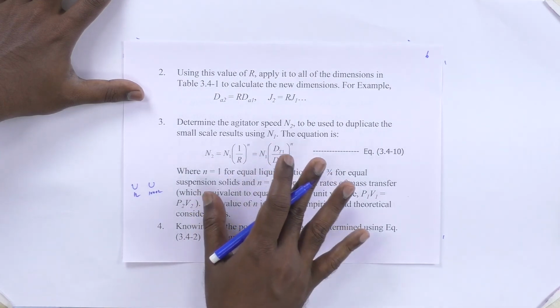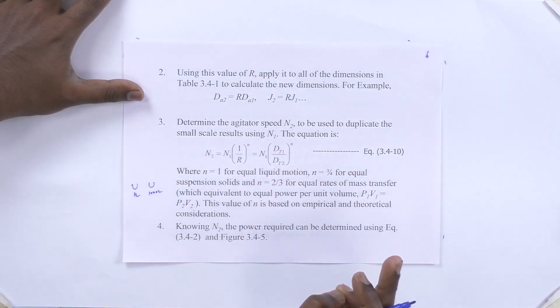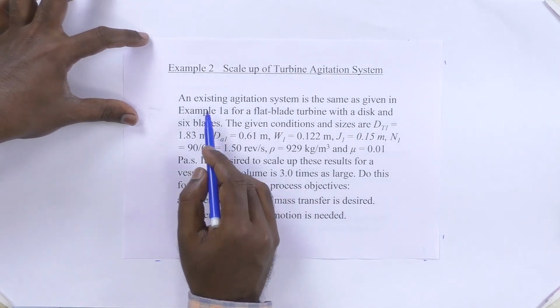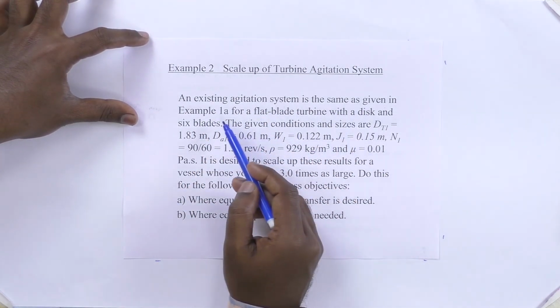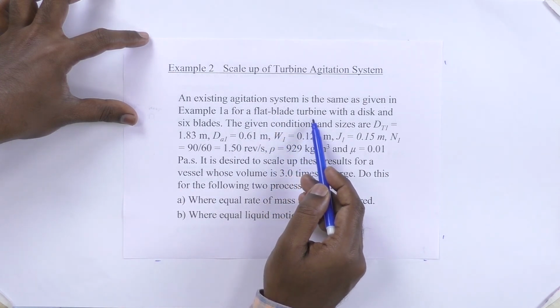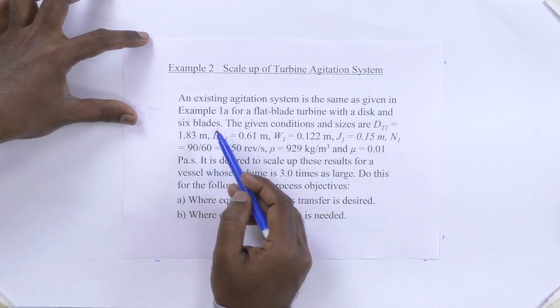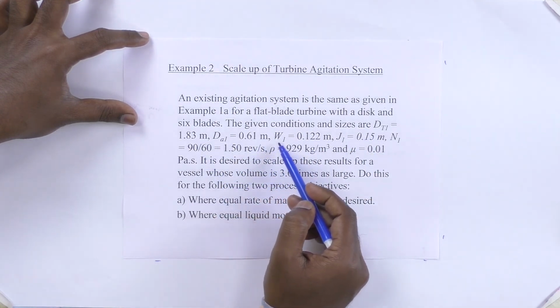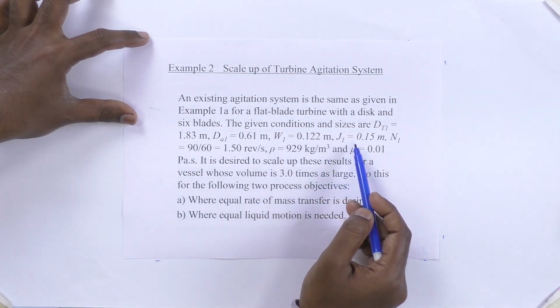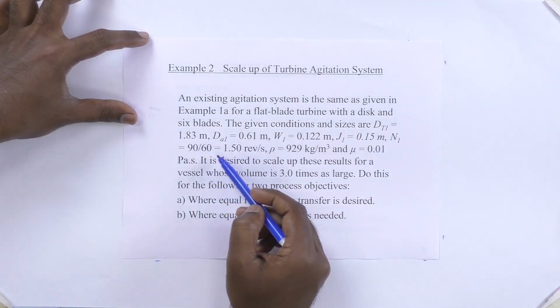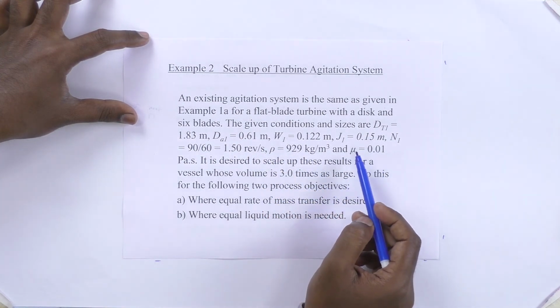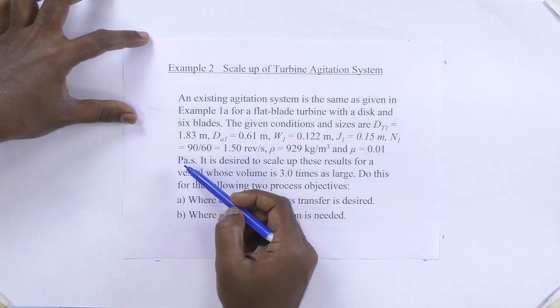So once you have calculated all these things, then you can calculate the power required for the particular system from this n2. So using these, we are going to calculate a problem. An existing agitation system is the same as given in example 1a, for a flat blade 6 turbine with a disc and 6 blades. The given condition sizes are dt1 is 1.83 meter, da1 is equal to 0.61 meter, w1 is 0.122 meter, J1 is equal to 0.15 meter, N1 is equal to 1.5 revolutions per second, rho is equal to 929 kilogram per meter cube, and mu is equal to 0.01 kilogram per meter per second.